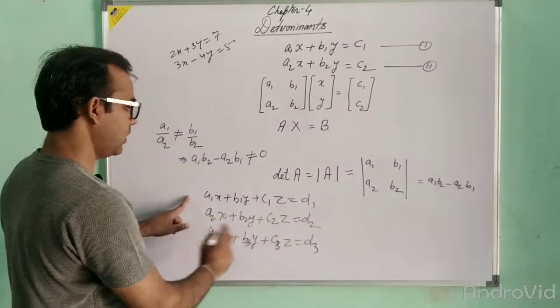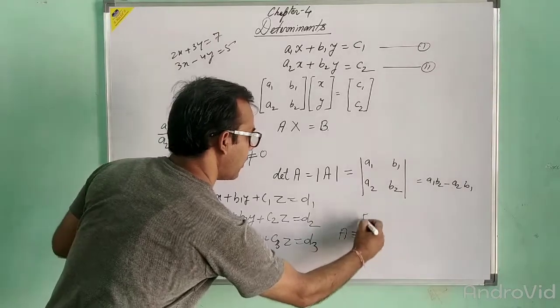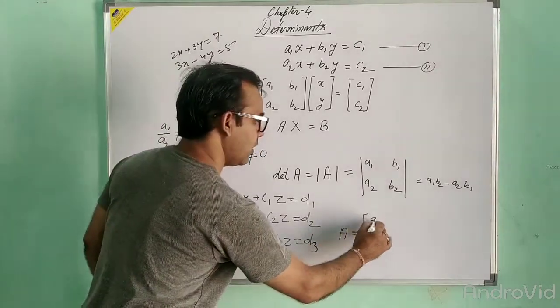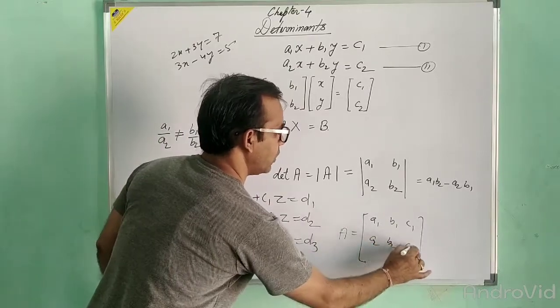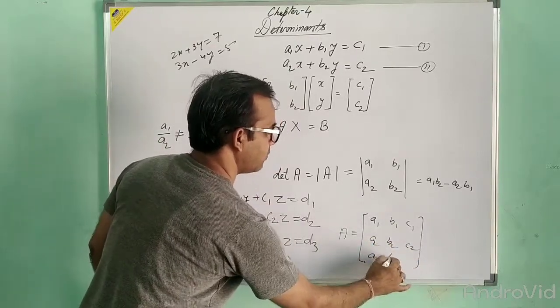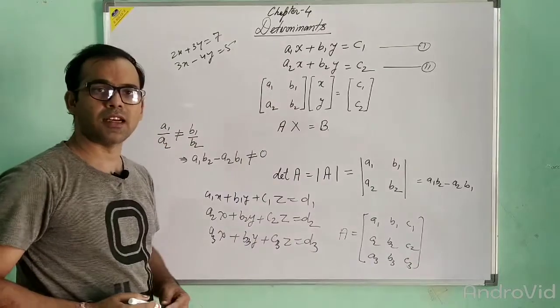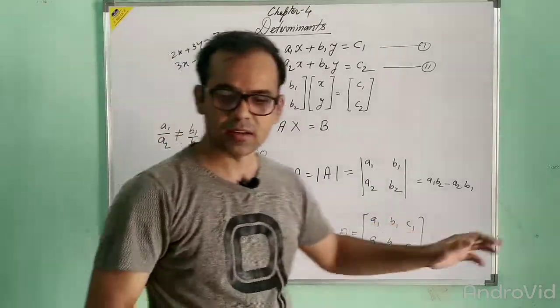So now you see that the matrix A obtained will be a1 b1 c1, a2 b2 c2 and a3 b3 c3. That is again a square matrix.